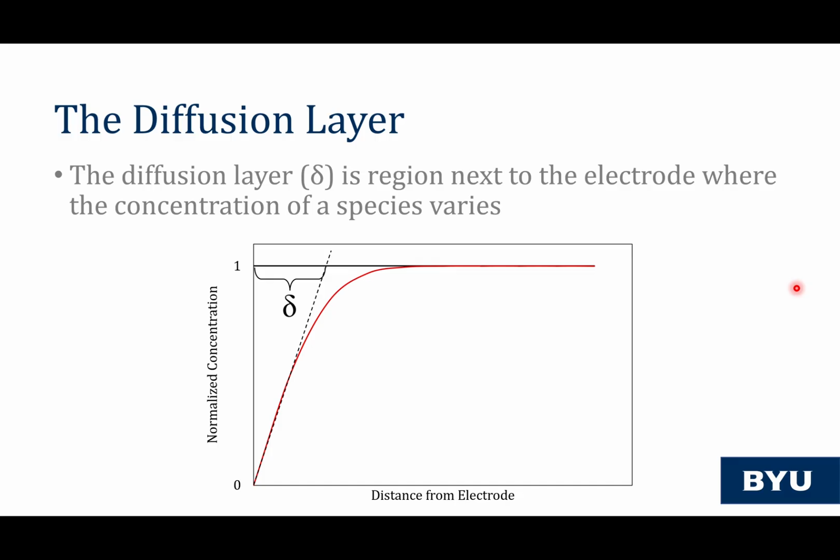So we want to define the diffusion layer. The diffusion layer is the region of your cell, your solution, where the concentration has been changed away from the bulk concentration. An approximation that we usually use is we draw a tangent line from the concentration gradient curve, and where that intersects the bulk concentration level, we say that's the diffusion layer thickness. Of course, it's just an approximation.